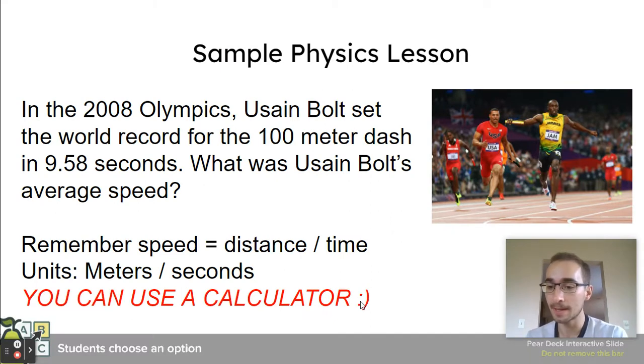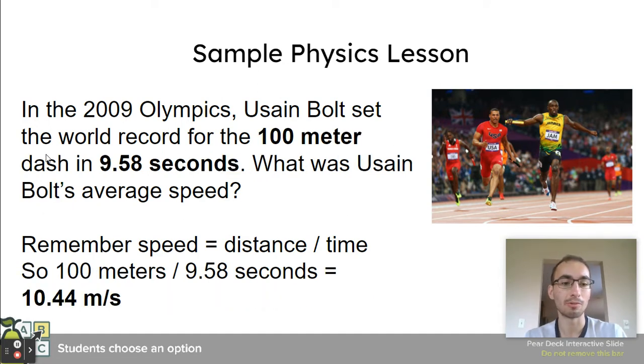Next one, now we're going to be using people. In 2008, Usain Bolt set the world record for the 100-meter dash in 9.58 seconds. What was Usain Bolt's average speed? Remember, speed is the distance divided by time. Your answer should be in meters per second. Hopefully you noticed 100 meters divided by 9.58 seconds will get you 10.44 meters per second. A meter is a little bit over 3 feet, so he's basically going 30 feet in 1 second. So we'd be covering a football field in 10 seconds.